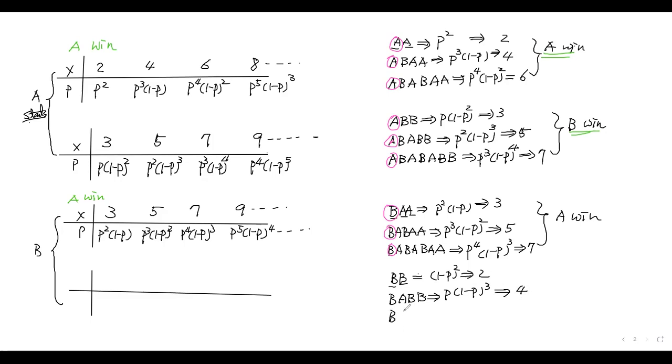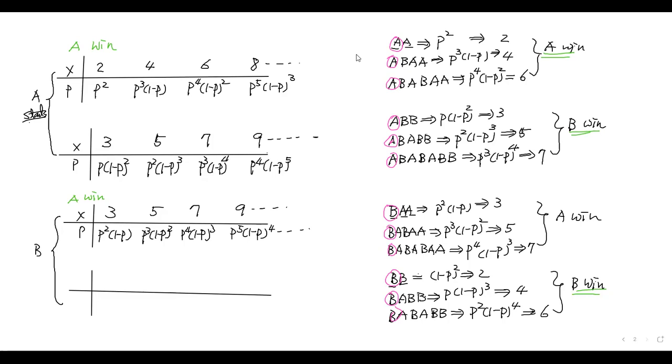Let's do one last one. BABABB. All right, so here, how many games A win? 2. Then it's 1, 2, 3, 4. So it's 1 minus p to the 4th. Game 4. So what is the total games? 6. So this is B wins, right? That means here I'm starting out with B, and at the end B wins here.